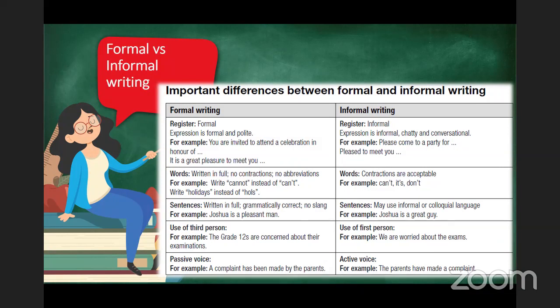And then when it comes to sentences, we write sentences in full. Make sure that the grammar is correct. We don't use any slang when it comes to formal writing. And then sentences in an informal piece, we are more welcome to use colloquial language. So it's a more relaxed type of writing. And then use of the third person in formal writing, and in informal writing we can use the first person, I, we. And then lastly, in formal writing we use the passive voice, and in informal writing we may use the active voice.